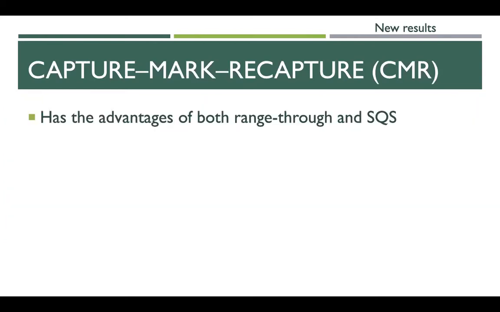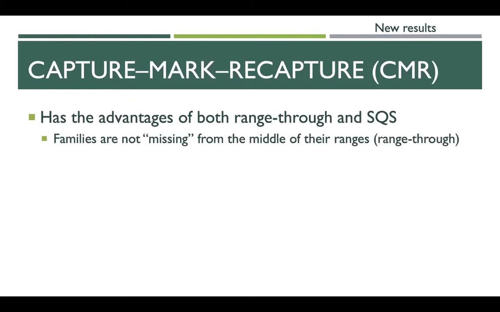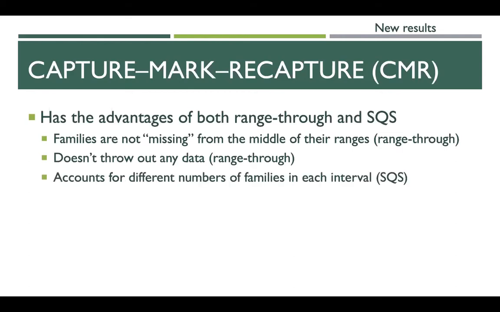One thing that's great about CMR is that it has the advantages of both range through and SQS. So families are not missing from reconstructions generated with CMR in the middle of their temporal ranges, even if they are missing from some of those intervals. And we're not throwing away any of the data. But also, we are accounting for the fact that we have different numbers of families preserved in each interval due to the variable quality of the fossil record.